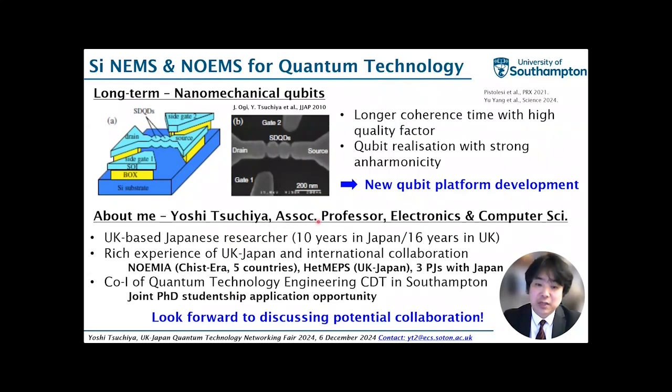I'm Yoshitsu Chiura, Associate Professor at the School of Electronics and Computer Science. I'm a UK-based Japanese researcher having work experience in both countries. I also have experience of UK-Japan and international collaboration.